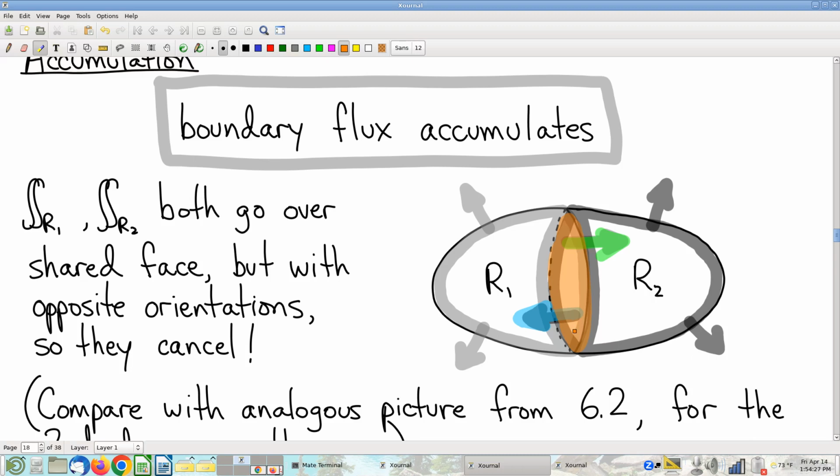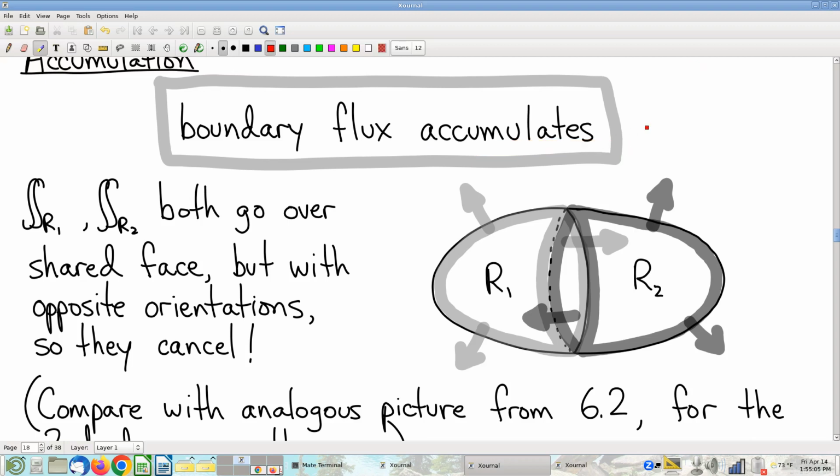And now it does appear that we have a leftover. It looks like there's an incompatibility. The whole is not the sum of the parts, so it seems, until we realize that what we have here is two identical computations on the exact same surface, with the only difference being that they are oriented in exactly opposite ways. These two fluxes are negatives of each other, and they cancel, and there is nothing left over, and boundary flux accumulates. Is that cool? Is everybody happy with that?